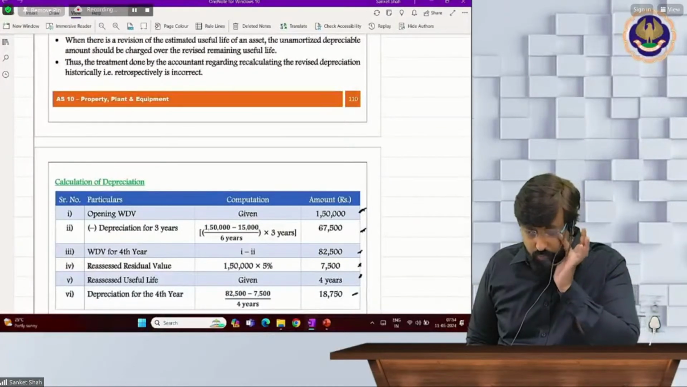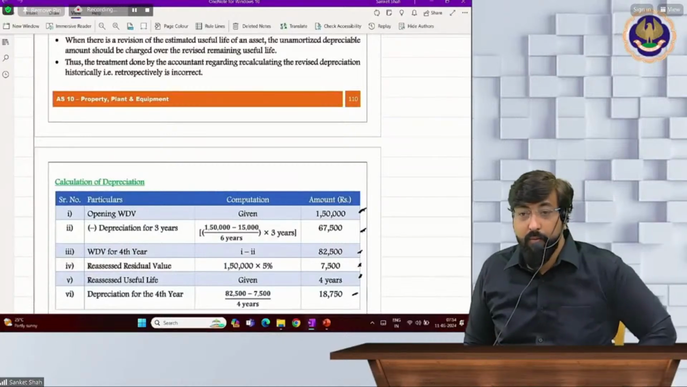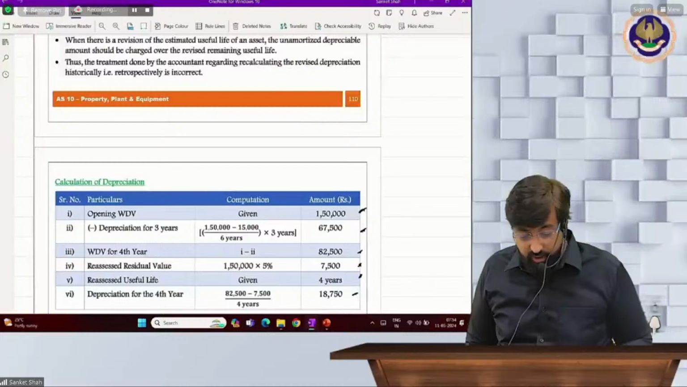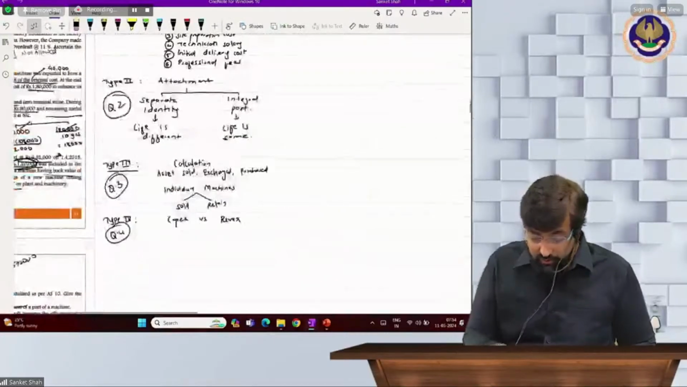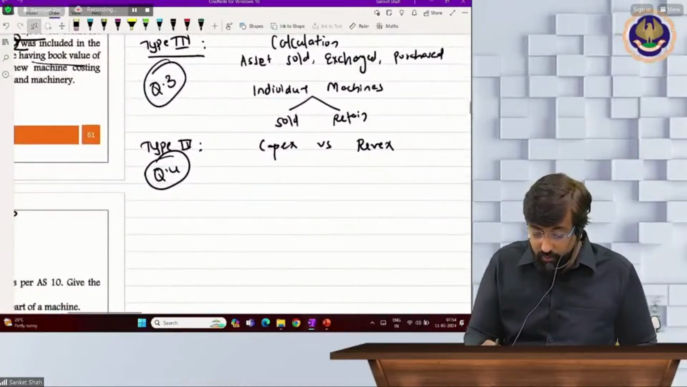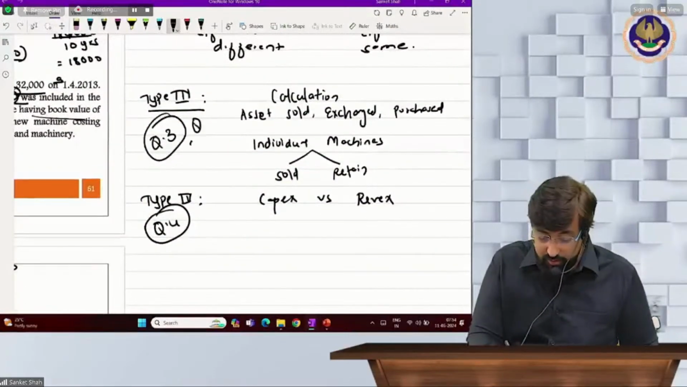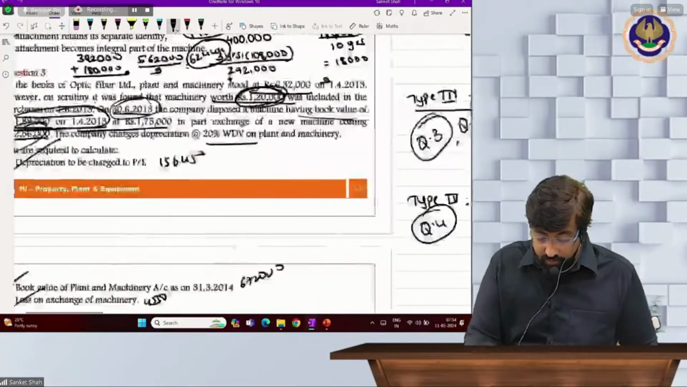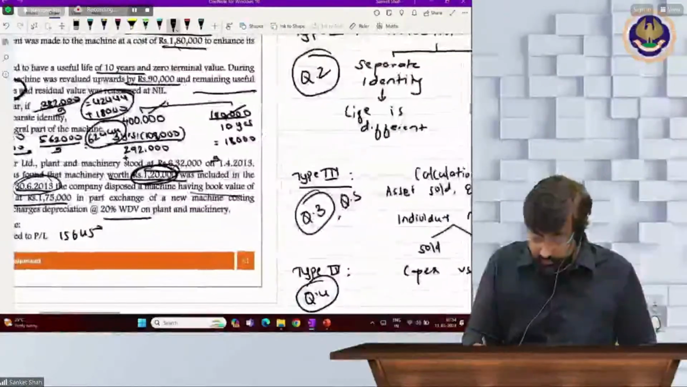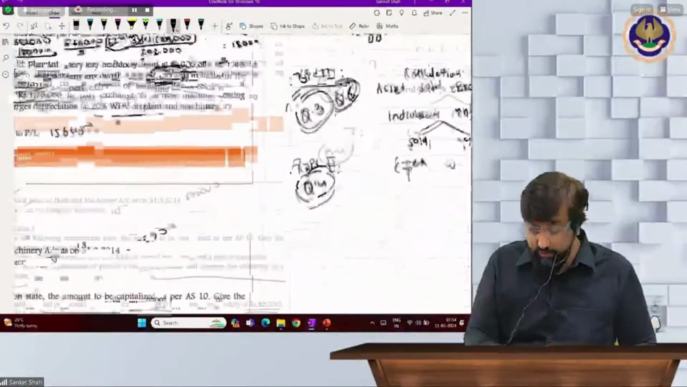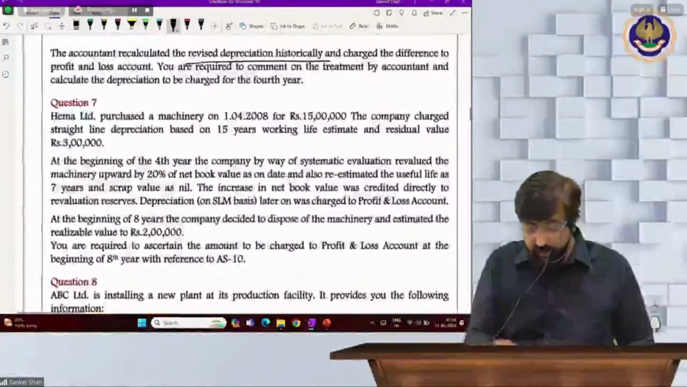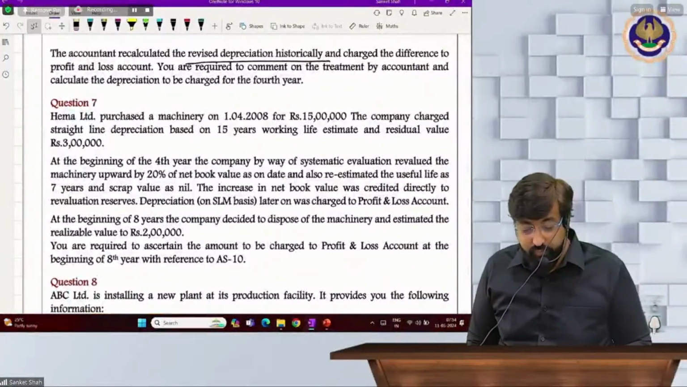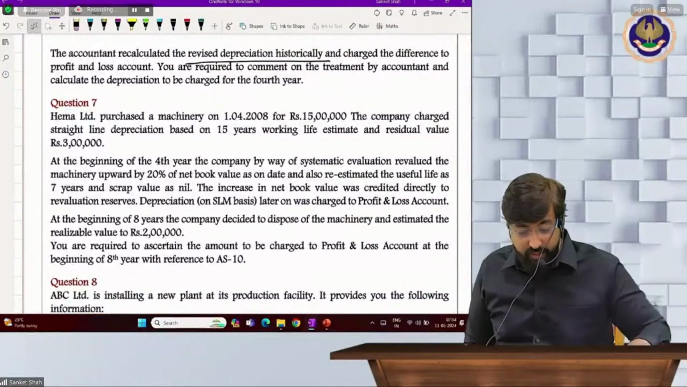What you have to do? Next question. Yes, try it. Next question, chalo. So question number 6, can I consider it as a part of calculations? So type 3 calculations. Question 6 is a calculation. Question 7, it is again calculation. Again calculation. Beta, you will enjoy this.